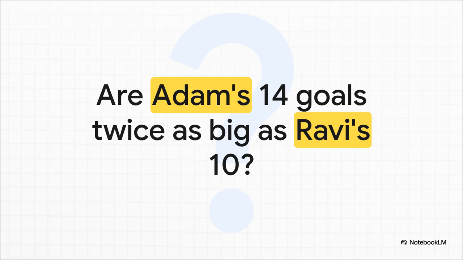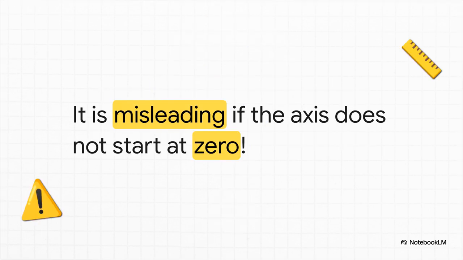Does a bar chart make Adam's score look twice as big? How is that even mathematically possible? Well, here is the secret to spotting misleading math. A bar chart is incredibly misleading and honestly totally inaccurate if the vertical axis scale does not start exactly at 0. If the chart starts at, say, 8 instead of 0, Ravi's 10 is going to look like a tiny sliver of just 2 units, while Adam's 14 looks like a massive, towering 6 units. It visually exaggerates the difference and entirely confuses the reader. Always, always check that the axis starts at 0.